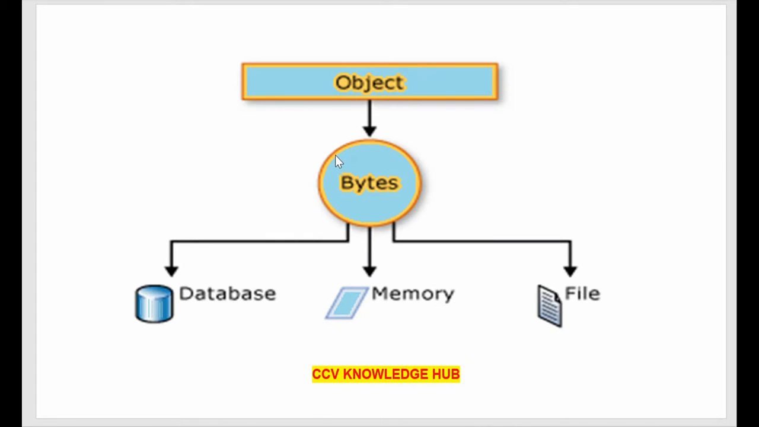If you see this diagram, we are converting objects into bytes, and after that we can save them in different places. If you want, we can save in a database, or we can save in memory locations, and also in file format. So all these examples we will see.